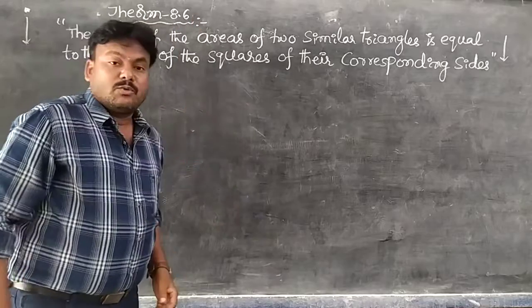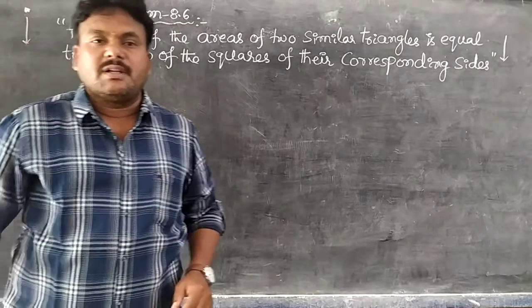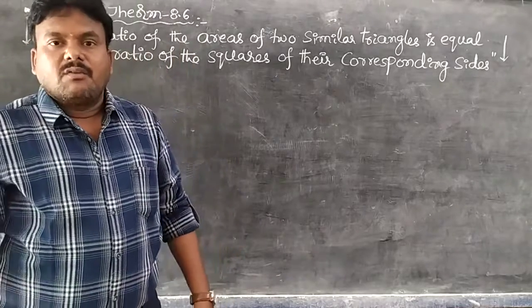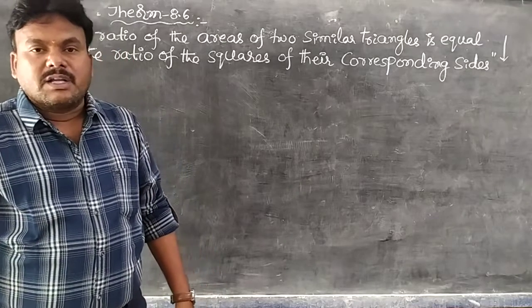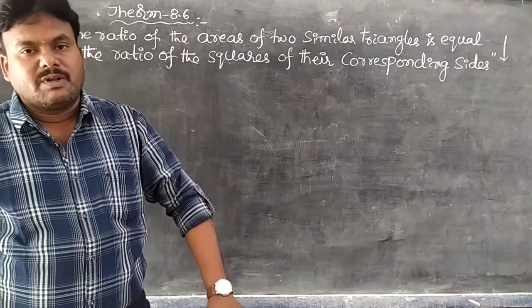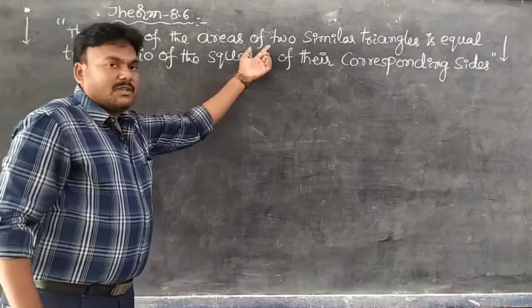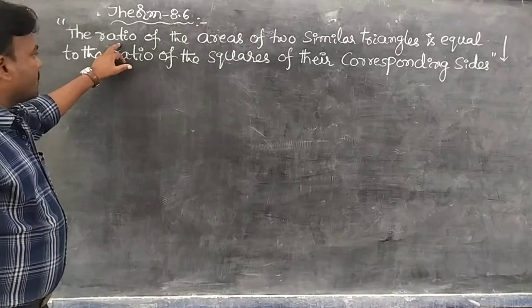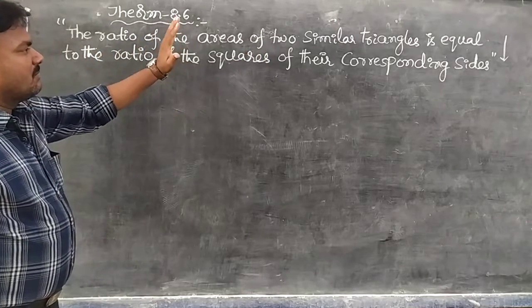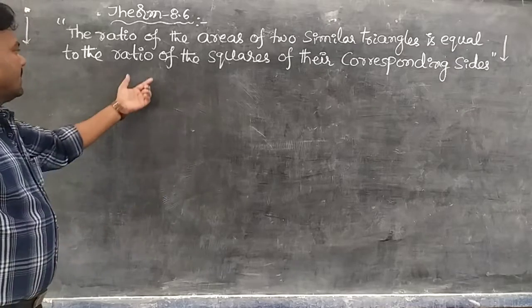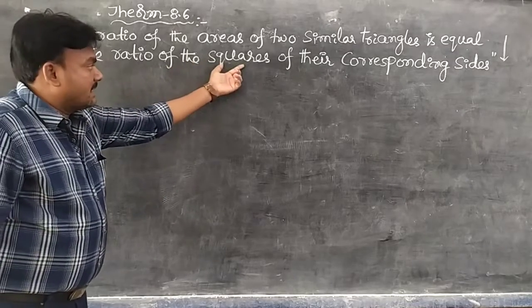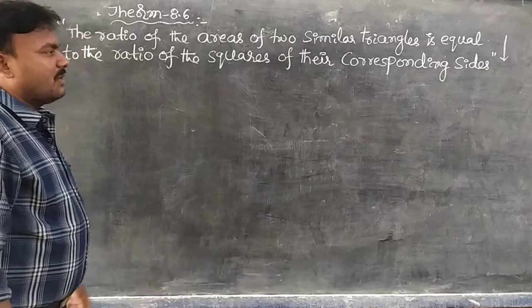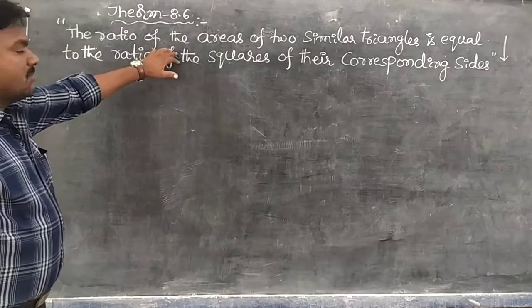To prove a theorem, we know that there are 6 steps. The first one is the statement, then figure, given, RTP, construction, and also proof. We know this very well. So observe the statement, all of you. The ratio of the areas of two similar triangles is equal to the ratio of the squares of the corresponding sides. So the statement is given.